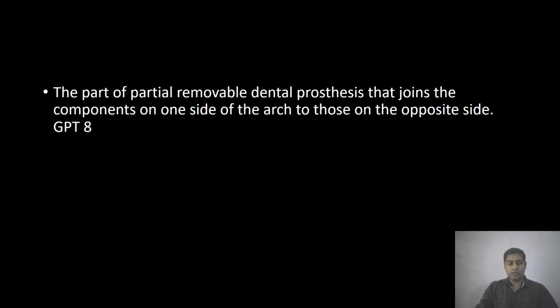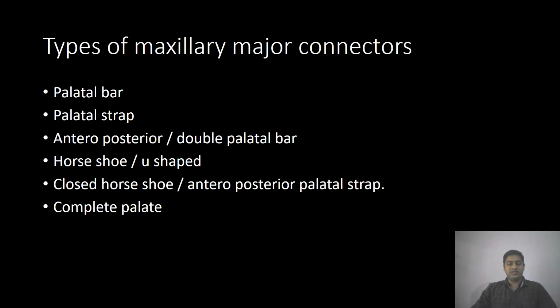These components include your direct retainer, indirect retainer, minor connector, rest, auxiliary rest, etc. Now we will discuss the various maxillary major connector designs. There are basically 6 maxillary major connector designs. The first one is your palatal bar, second one is your palatal strap, antero-posterior or double palatal bar, horseshoe or U-shaped major connector, closed horseshoe or antero-posterior palatal strap, and the last one is your complete palate.